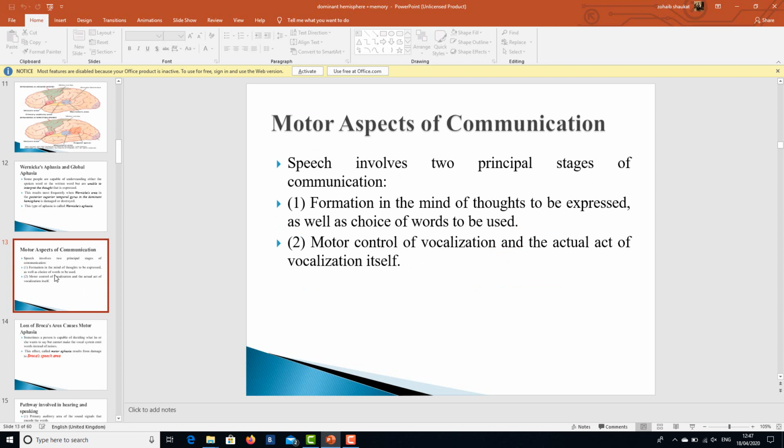Now, what are the motor aspects of communication? Speech involves two principal stages of communication. That is the formation in the mind of thoughts to be expressed, as well as choice of words to be used, motor control of vocalization, and the actual act of vocalization itself.